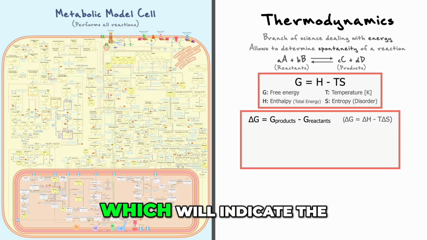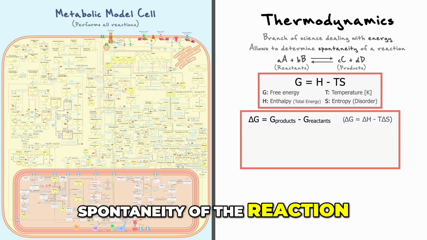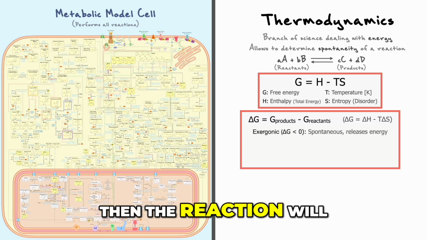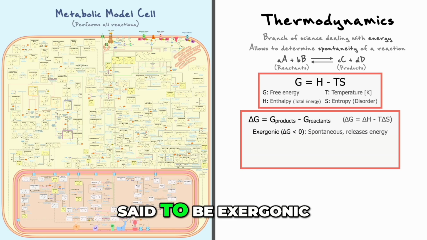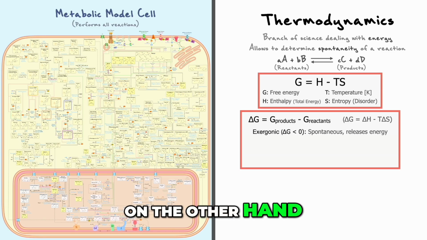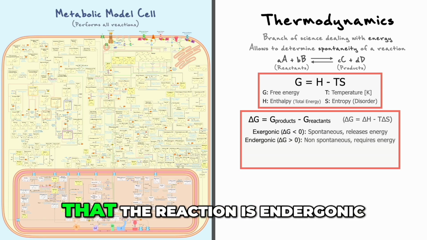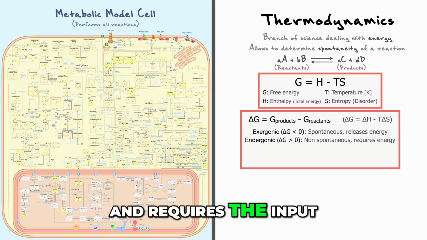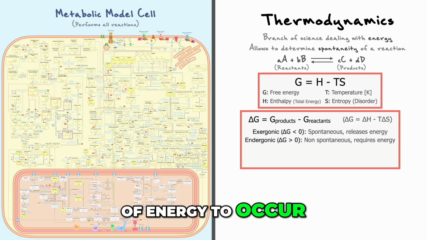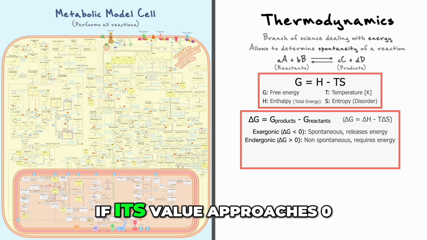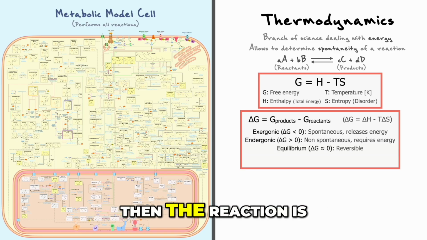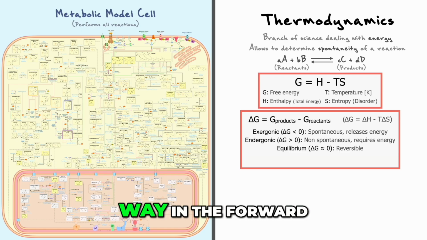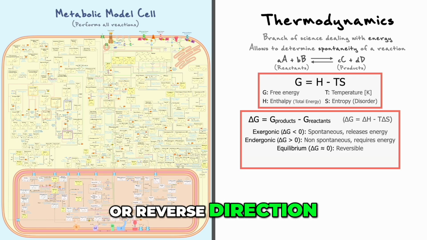delta G, which will indicate the spontaneity of the reaction. If delta G for a given reaction is negative, then the reaction will be spontaneous and is said to be exergonic. On the other hand, a positive delta G implies that the reaction is endergonic, non-spontaneous, and requires the input of energy to occur. Besides the sign of delta G, if its value approaches zero, then the reaction is said to be at equilibrium, which simply means that it can go either way in the forward or reverse direction.